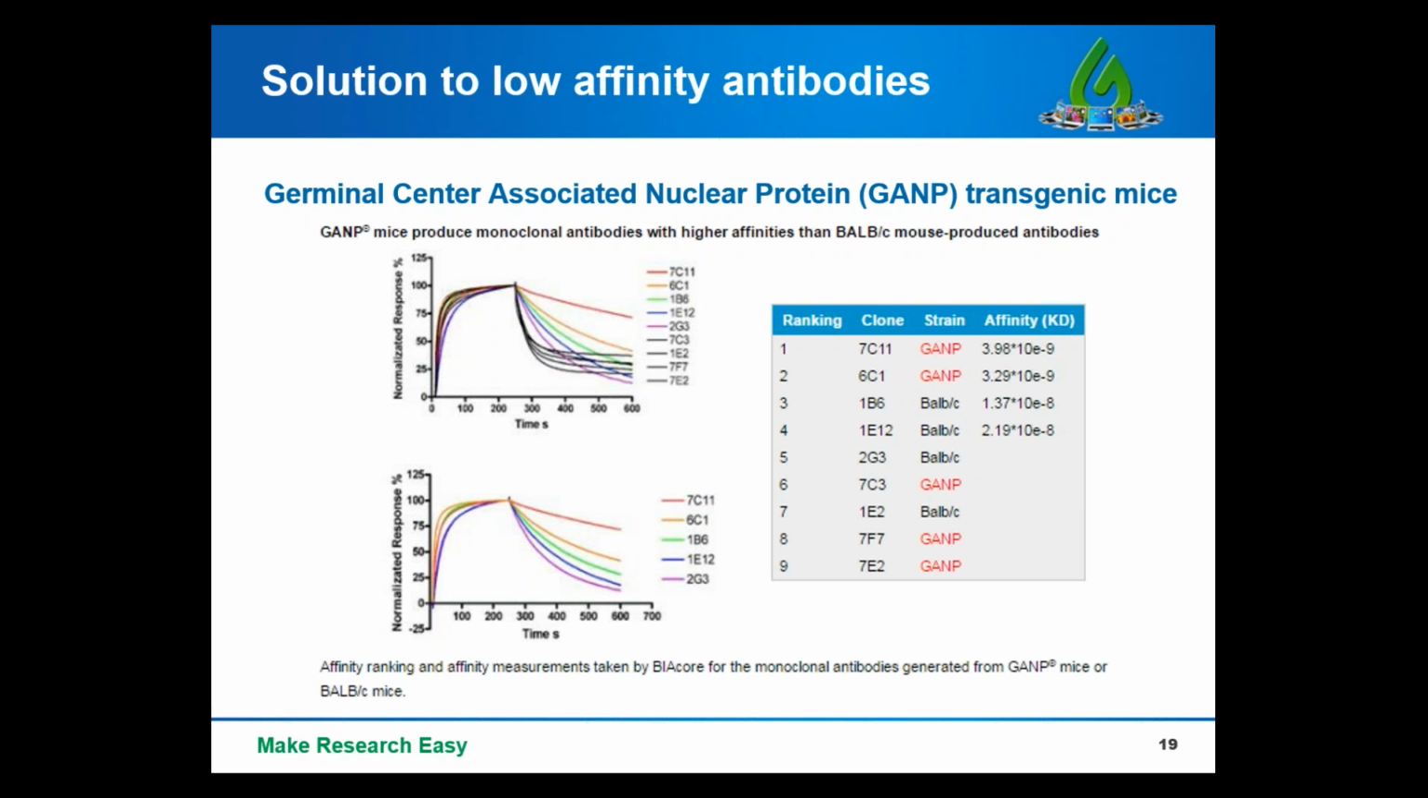Here we see the variety of antibodies afforded by GANP mouse immunization. While there are potential low affinity antibodies generated, the affinity of the clones recovered from GANP mice reach at least an order of magnitude greater than that produced through traditional immunization.